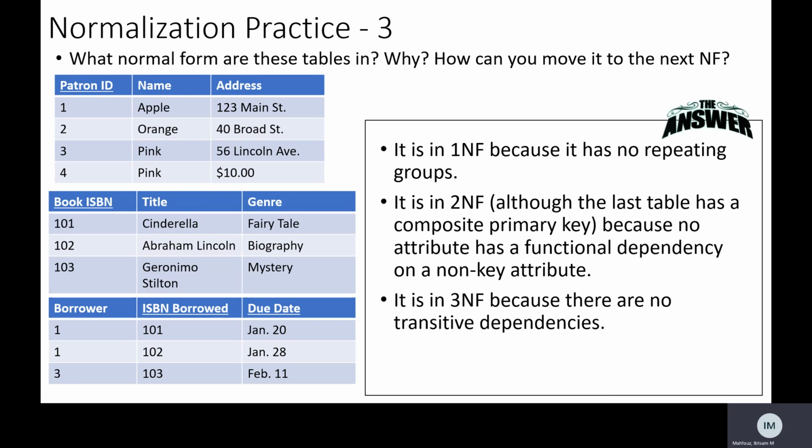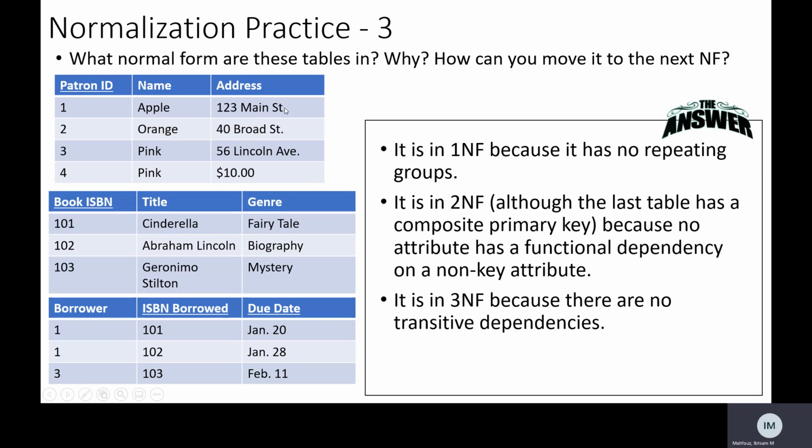So why am I showing you this example? Because what people usually do is they come and say, oh, well, here I need to store the name in a table and I'm going to store the address in a table. But if you say, okay, I'm going to move the address to another table, what is going to be the primary key of that table? Well, the primary key is still going to be the patron ID, right? You can have more than one person with the same name. Here I have two people that are named Pink. And for some reason, this address is $10, which is wrong, but ignore that.